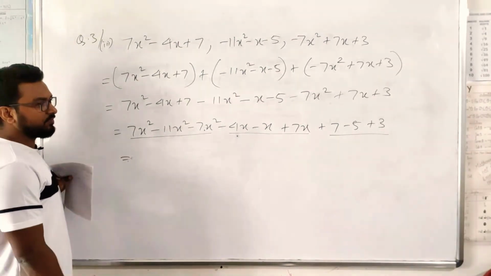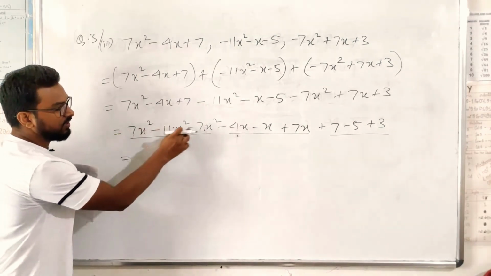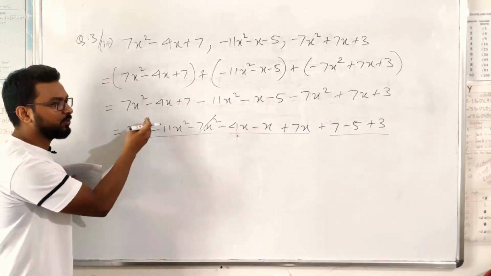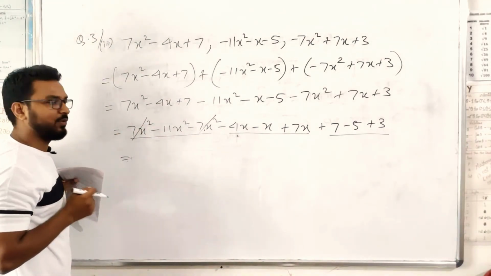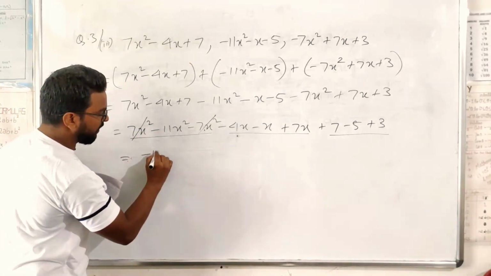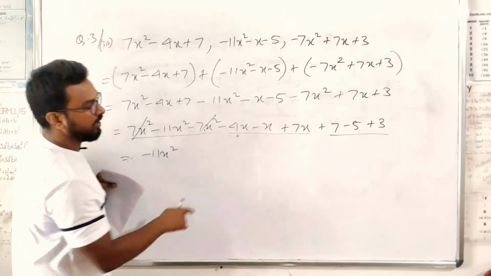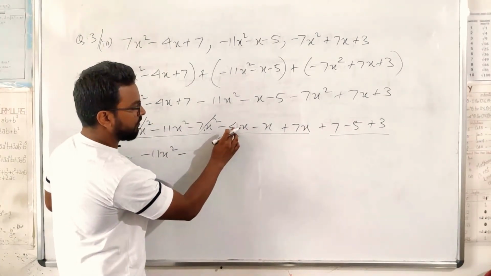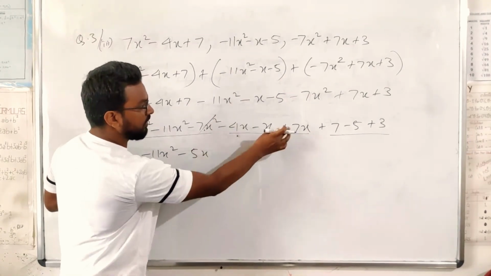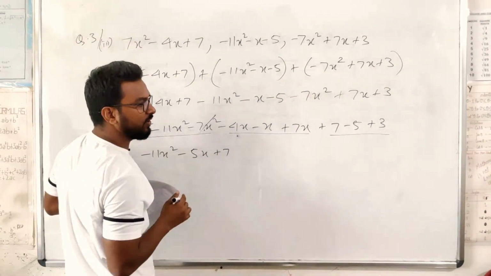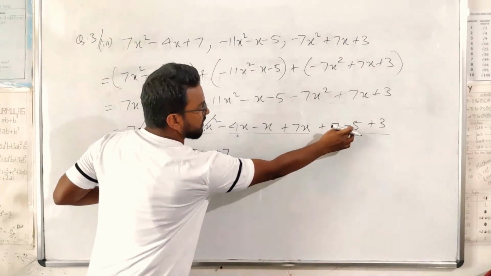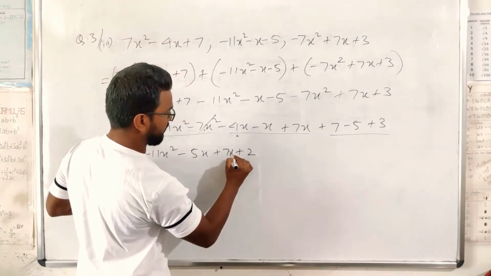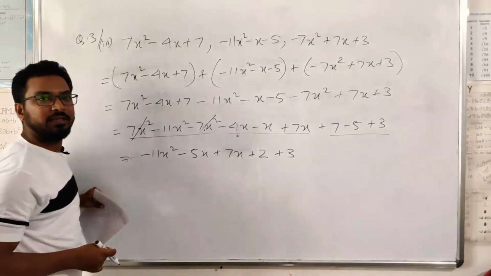Now what we will do, you see 7x square, this is plus and this is minus, you can cancel it. Plus 7x square minus 7x square will be 0, so you can cancel it. So what will remain here? Minus 11x square. Now here you see minus minus, it will be plus, so you can write minus 4 plus 1, that is 5x. Still this one remaining, you just write it down. Now 7 minus 5, it will be how much? 2, so plus 2. The last term, that is plus 3, you write it down.